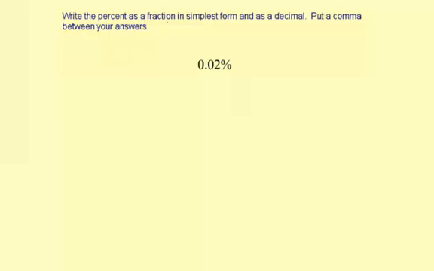Write the percent as a fraction in simplest form and as a decimal. Put a comma between your answers. So let's work on the fraction first. 0.02%, that's 0.02 per 100. So I'll write this as 0.02 divided by 100. That's the same thing as 0.02%.